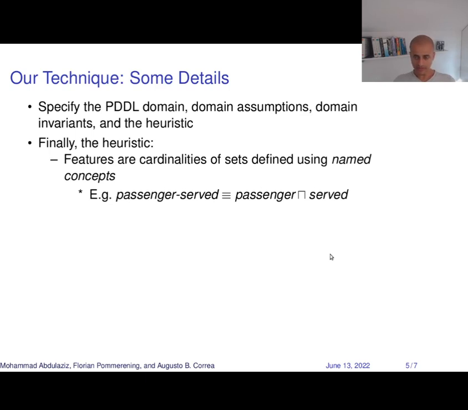In our case, we limit the features that constitute the heuristic to cardinalities of sets defined using named concepts. I won't be able to introduce that notion properly, but I will just try and convey the intuition. So here, for example, if I want to define the set of passengers that were served, you can define that with this named concept here, which will just be the intersection of two other named concepts. The first one is passenger, which denotes the set of all objects that are passengers, and another one for served. This sign here is the intersection of the two, or the conjunction of the two.